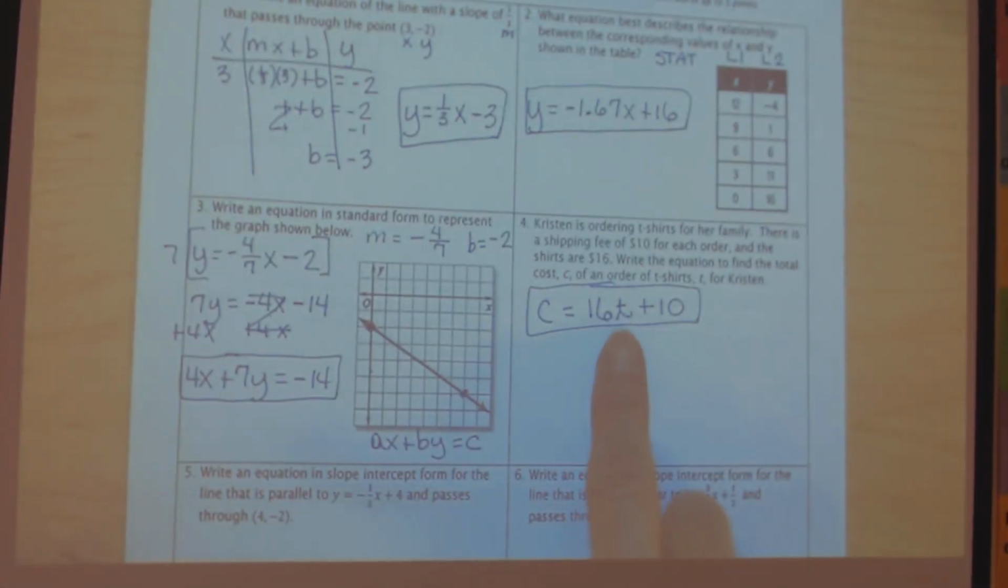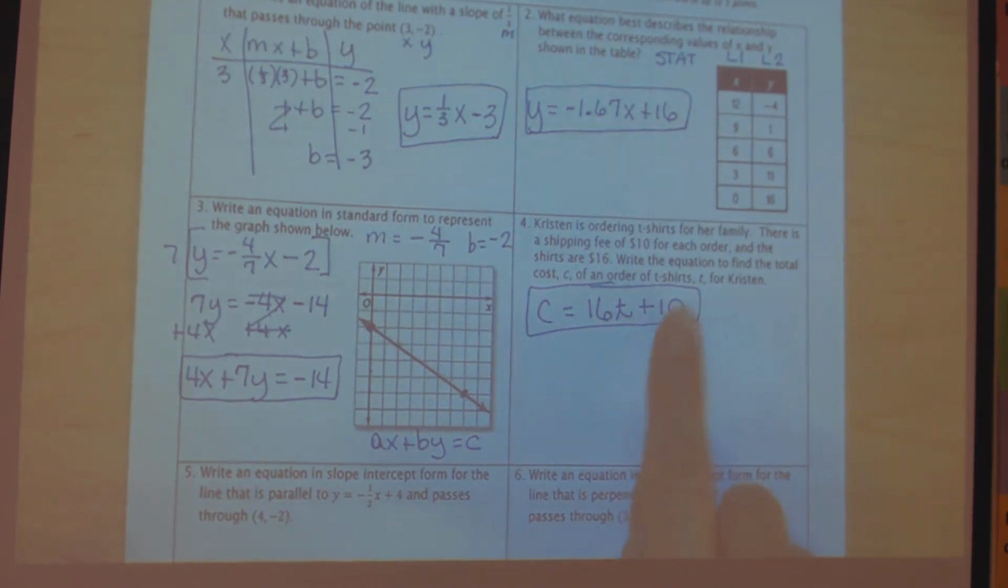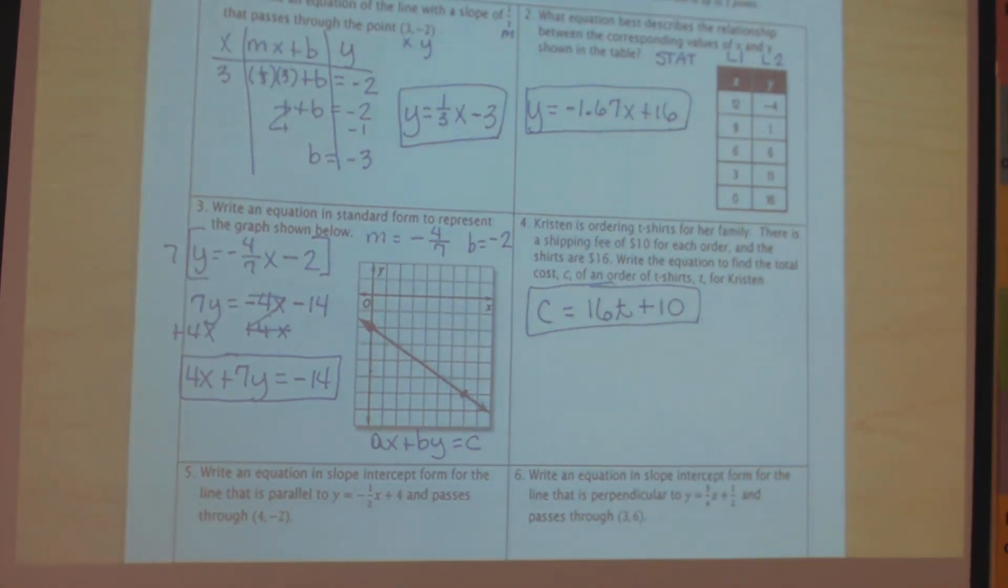So the thing that changes is the number of t-shirts, so that means 16 is our rate of change because it's 16 for each shirt. $10 is what happens when you place an order. So that's really, in a sense, a one-time fee per order. So this is problems 1 through 4 on the Unit 4 review, and we'll be back with a second video for 5 through 8.